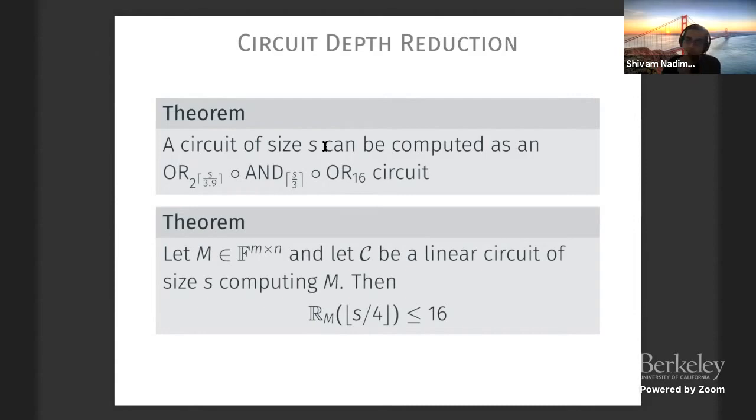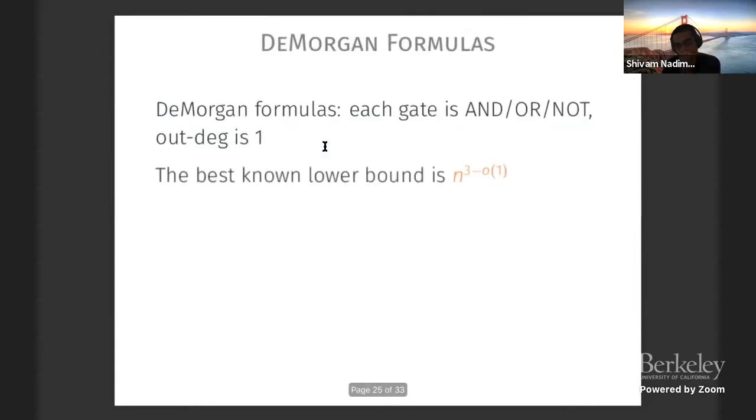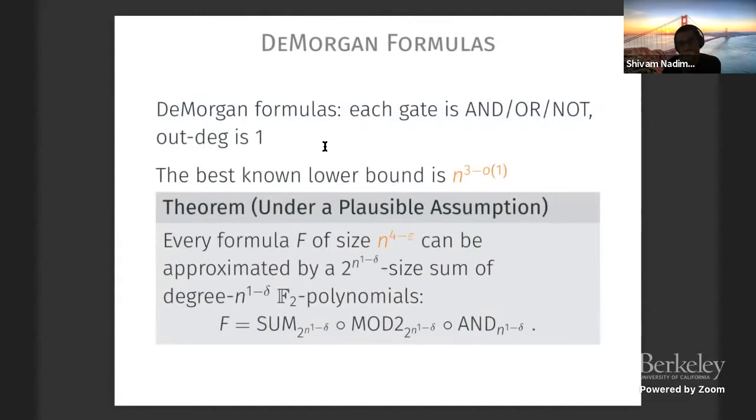Finally, we apply our framework to De Morgan formulas. So a formula is a circuit where the out degree of every gate is exactly 1. You cannot reuse computation. And De Morgan formula means that you cannot use XOR gates, only ANDs, ORs, and NOTs. A long line of very beautiful works leads to essentially cubic lower bound on De Morgan formulas. And in this work, using this depth reduction framework, we give a way of studying De Morgan formulas of size n to the 4th.